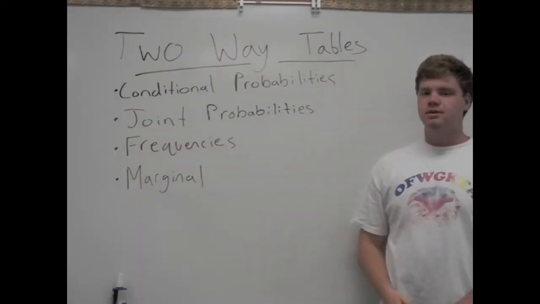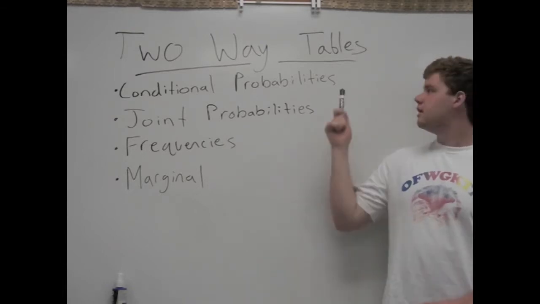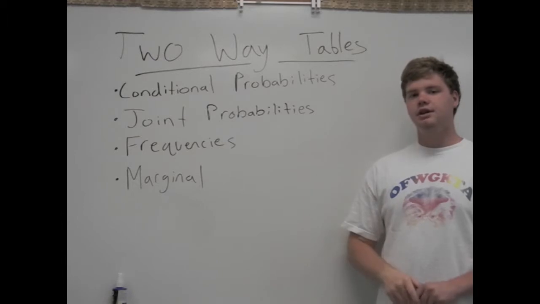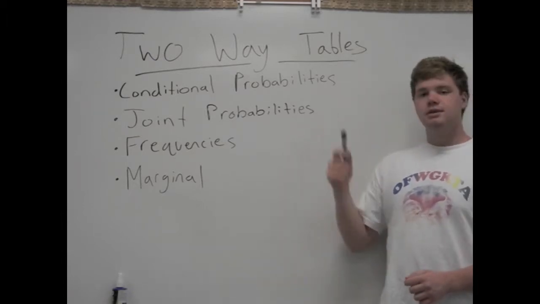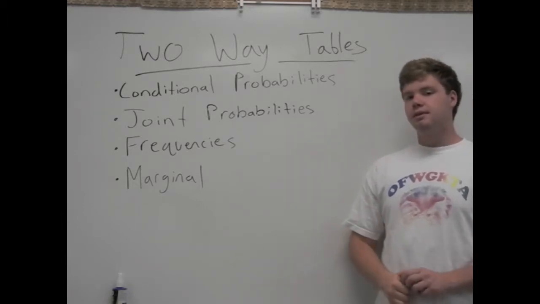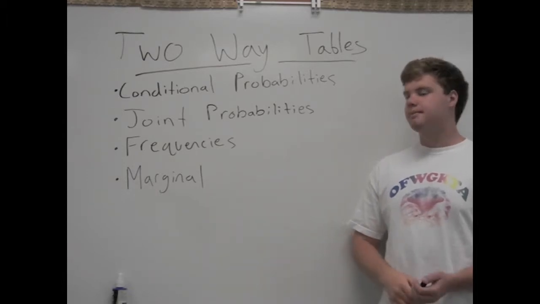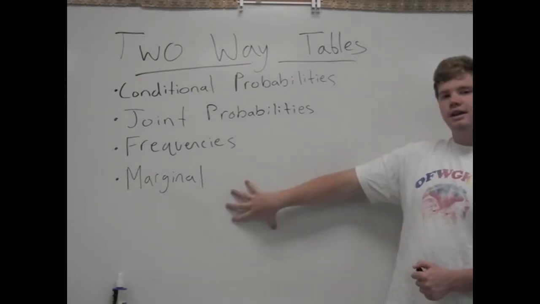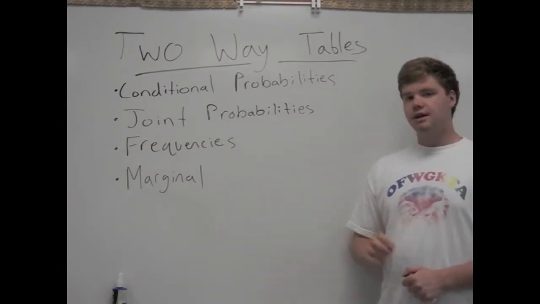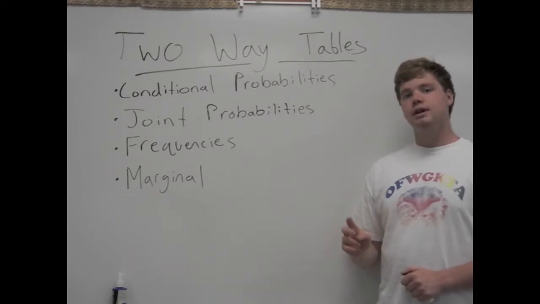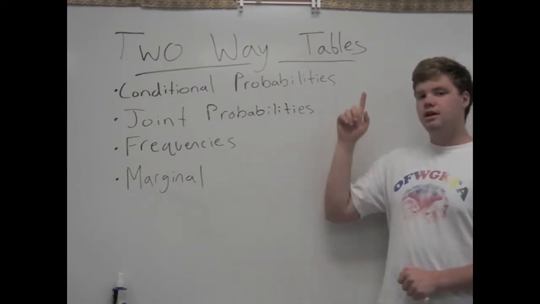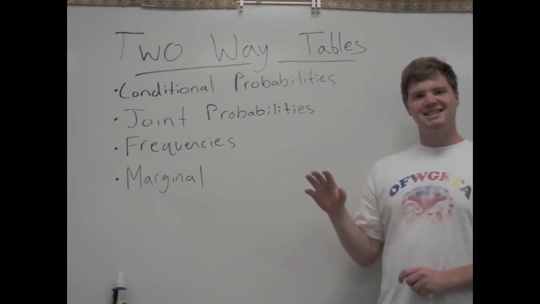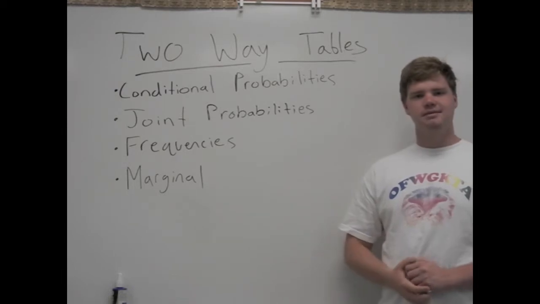You can use two-way tables to find many different things, such as conditional probabilities, which is the probability of a single event occurring given another event. You can use two-way tables to find joint probabilities, which is the probability of two events succeeding at the same time. You can also use two-way tables to find the frequency, which is the data inside of the two-way table. And there are two types of those, relative and cumulative, and we'll get to those later. You can also use two-way tables to find marginal distributions, which is the successive event over the total of all the table.